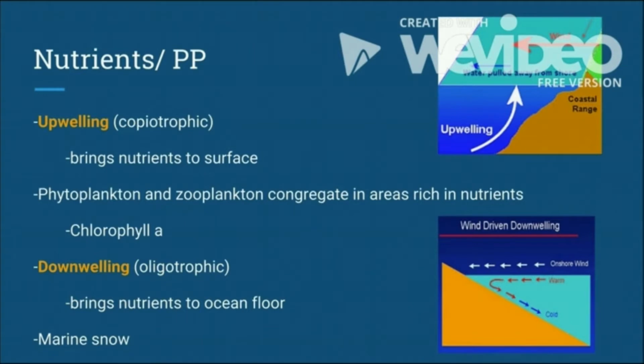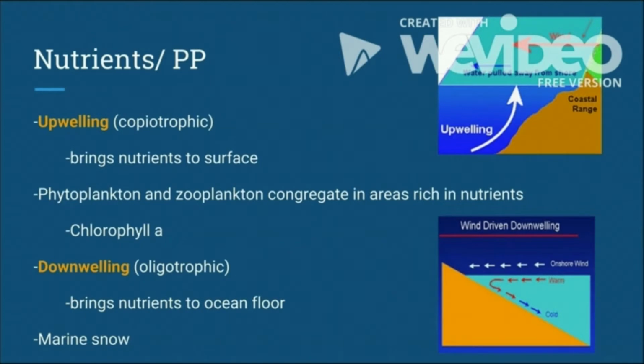which is nutrients and primary production. Upwelling is the process by which water that is deep in the ocean is moved up to the surface, bringing nutrients and giving it to phytoplankton and zooplankton, which are the primary producers. In areas in which there is upwelling, since there's lots of nutrients, there's lots of species biodiversity.